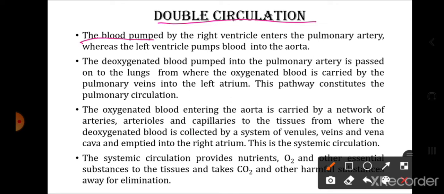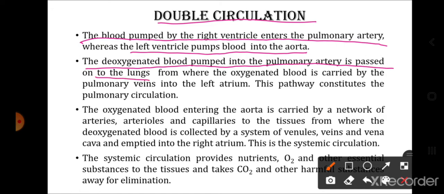The blood pumped by the right ventricle enters into the pulmonary artery, whereas the left ventricle pumps the blood to the aorta. The deoxygenated blood pumped into the pulmonary artery is passed on to lungs, from where the oxygenated blood is carried by pulmonary veins into the left atrium. This pathway constitutes the pulmonary circulation.